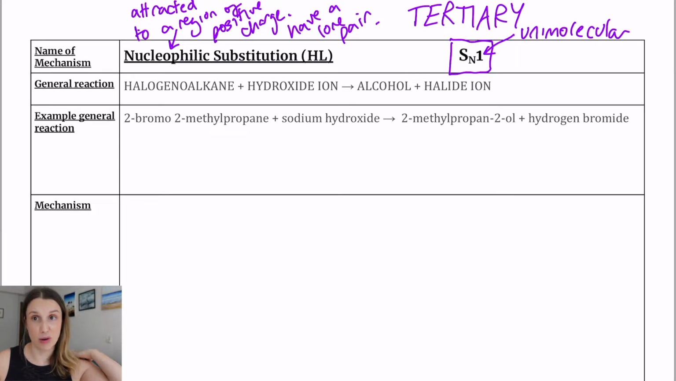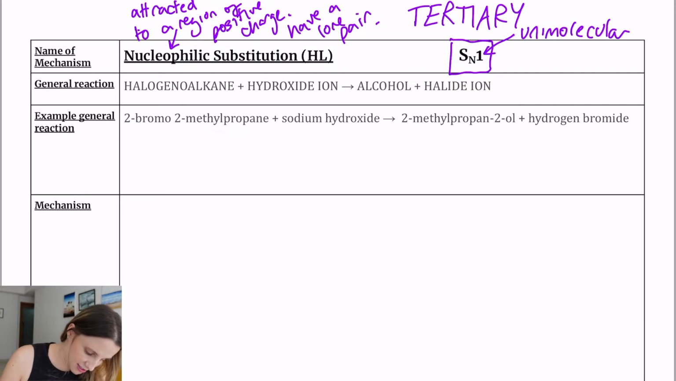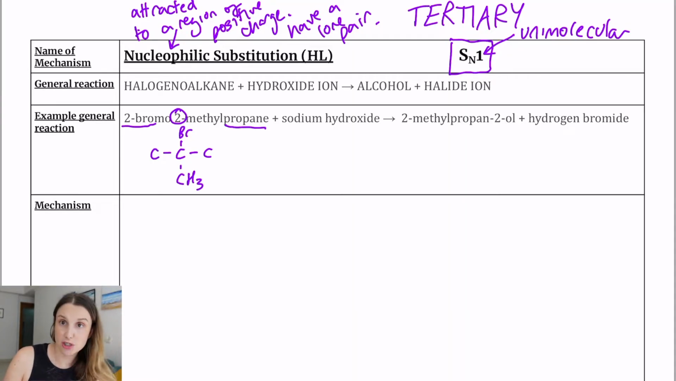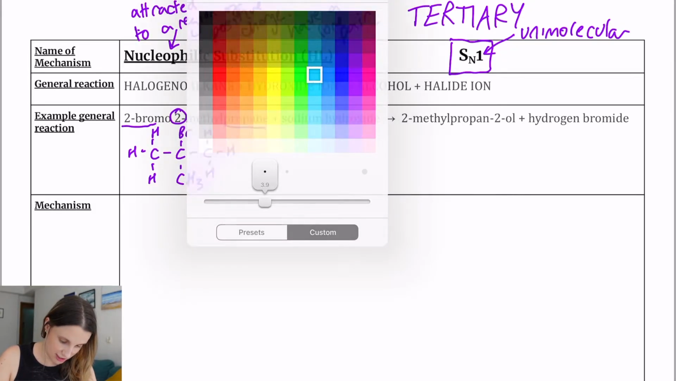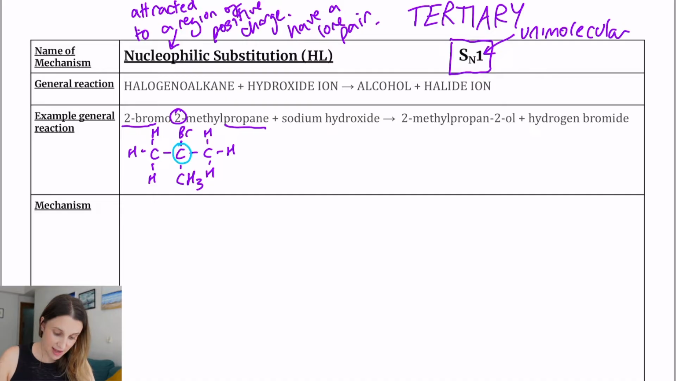So let's draw out our example so that we know what we're working with. Here I've got propane, so I know it's based on 3 carbons. On carbon number 2, I've got a bromine atom, and I've also got a methyl group, a CH3, which I'm going to draw like this. On all the rest, I'm going to add hydrogens to saturate those carbons out. So this is the species that we're going to deal with. It is a tertiary halogenoalkane because, as you can see, this carbon here hasn't got any hydrogens on it, and it has 3 carbons attached to it, making it tertiary.